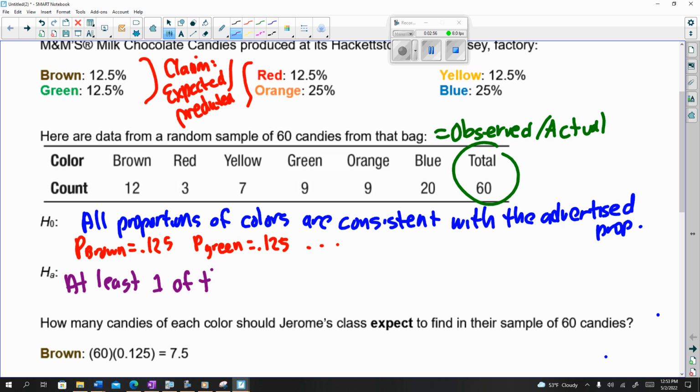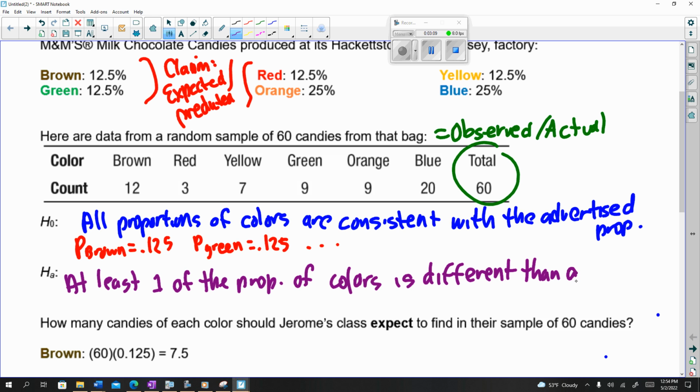And then the alternative would be at least one of the proportions of colors is different than the advertised. And basically, if one of these colors is different, then it's going to throw the whole distribution off. So, is the actual distribution what they advertise, or is it a little off from what they claim?